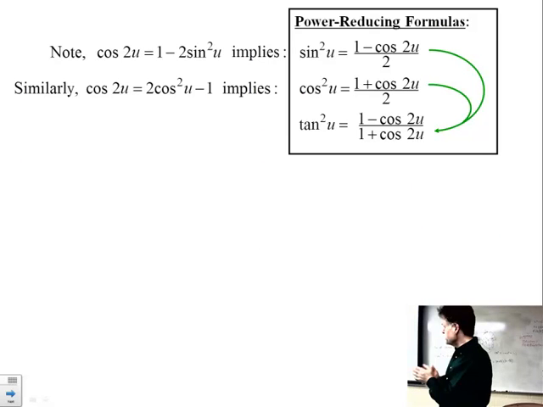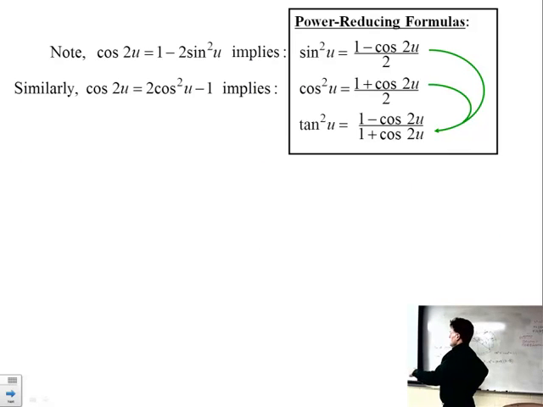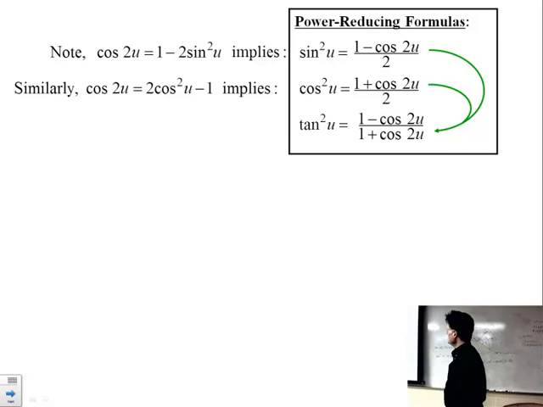So now we're going to take the double angle formulas and use them in reverse. Start with the double angle formula for cosine of 2u. So that's 1 minus 2 sine squared of u. Let's take this and solve for sine squared of u. If I solve for sine squared of u, I get sine squared of u is 1 minus cosine of 2u over 2.